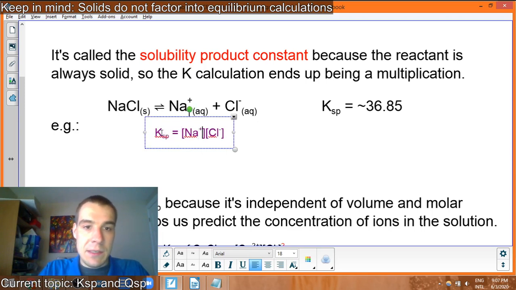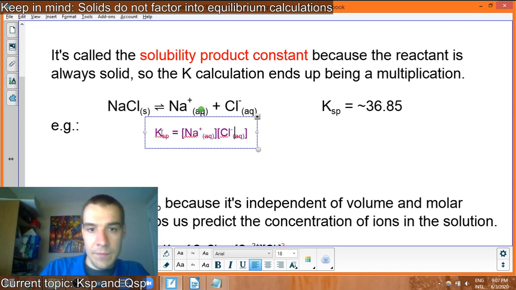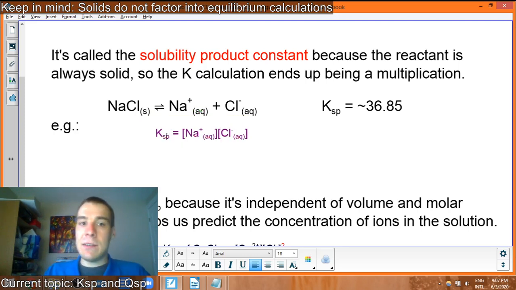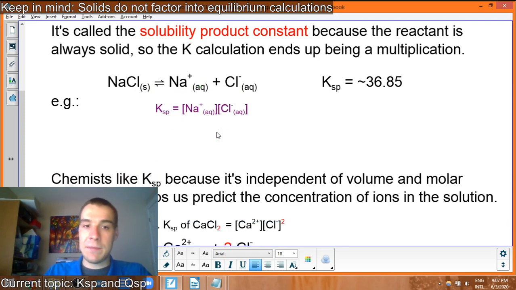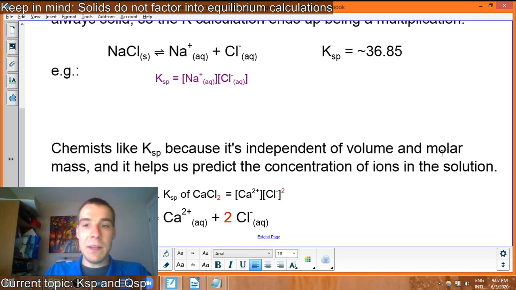And we should probably throw the state symbols in there just to be good chemists. State symbols. There we go. So that's how you calculate it for KSP. It's independent of volume. It's independent of molar mass. It's independent of a lot of things. It's just a K value. It's an equilibrium. At a certain temperature, this will always be the solubility, the maximum amount of solubility. Because if you have more than this happening, you'll end up with solid forming.